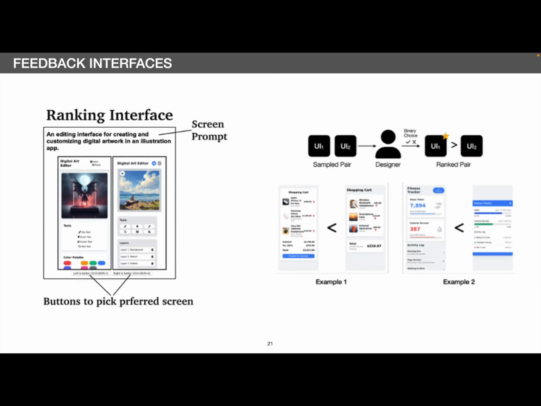Okay, so we developed a couple of conditions for comparison. First was the baseline, which was this ranking interface that compares 2 rendered UIs. And training the reward model is quite straightforward. You just train it to assign a higher score to the chosen screen and a lower score to the rejected screen.